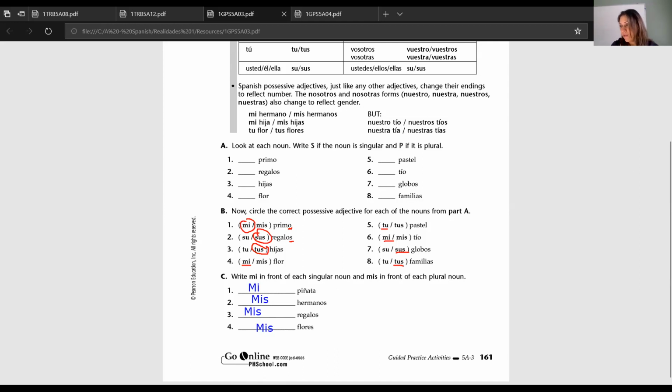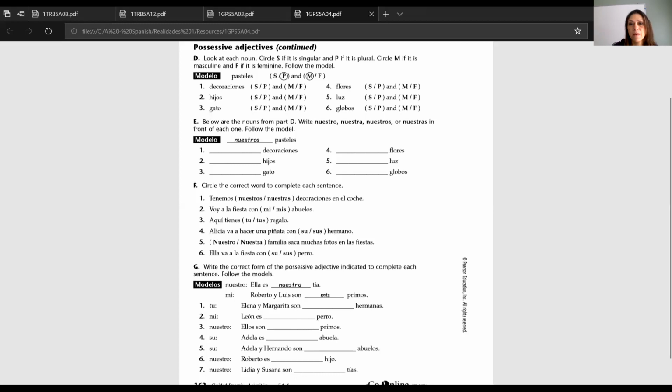Página 162. Okay, en esta página vamos a tratar con la forma nosotros, nosotras. On this page, we're going to be working with the form nosotros, nosotras. So let's go forth with that. They're going to have you finding out whether it's singular or plural up at the top, so we can go through that real quick.